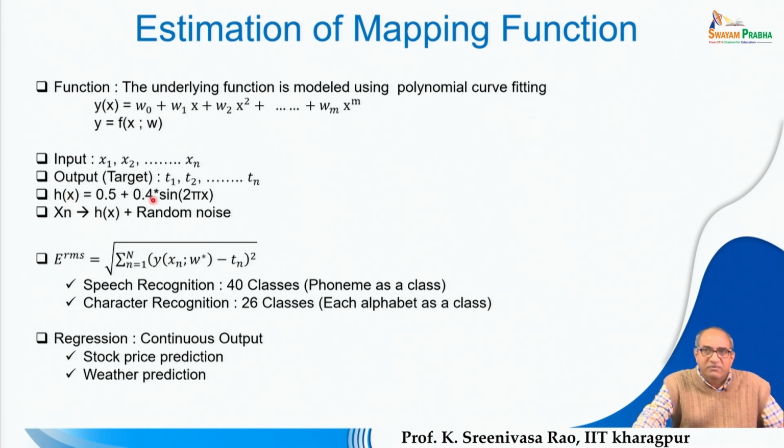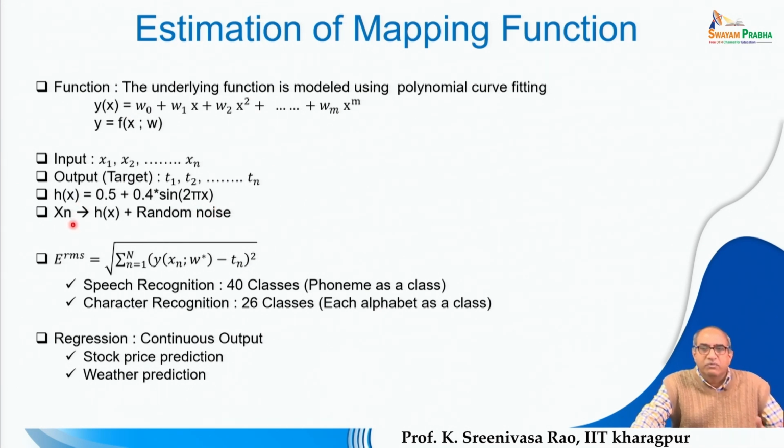Here, assuming that the underlying function to be estimated is a sinusoidal function, there is sin of 2 pi x, then some multiplication constant and some additive constant. So the underlying function h of x is 0.5 plus 0.4 times sin of 2 pi x. It is basically a sinusoidal function, right, and now we need to estimate that.